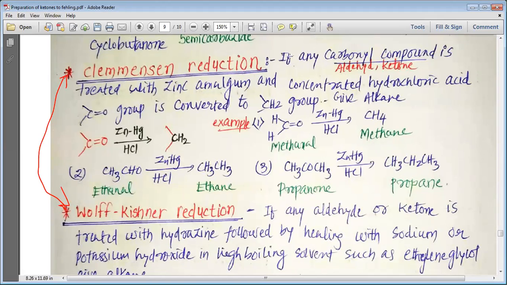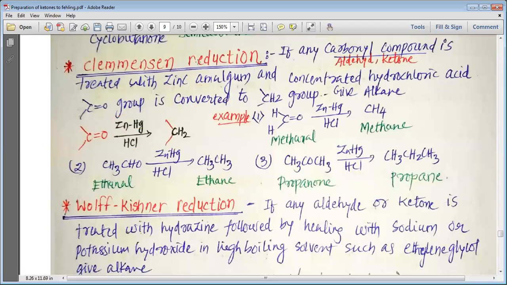Let us first study the Clemmensen reduction. If any carbonyl compound is treated with zinc amalgam, this ZnHg is known as zinc amalgam, and concentrated hydrochloric acid, definitely HCl, the C=O group is converted to a CH2 group and it gives the appropriate alkane. So aldehydes and ketones, when they react with the Clemmensen reduction reagents, we get the respective alkane. For example, you can see that this carbonyl group turns into a CH2 group.